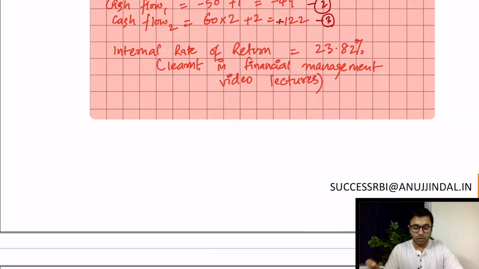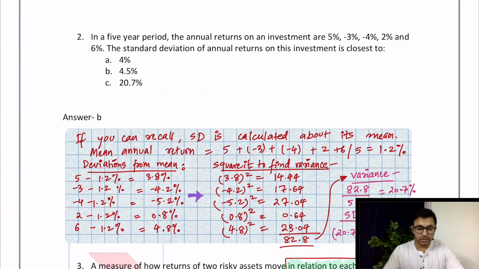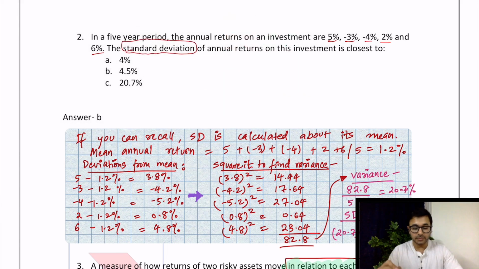So let's move forward and talk about the second question. The second question says in a 5-year period, the annual returns on an investment are 5%, 3%, 4%, 2% and 6%. The standard deviation of annual returns on this investment is closest to. So we have to find out standard deviation in this particular question. Very simple question, in fact.